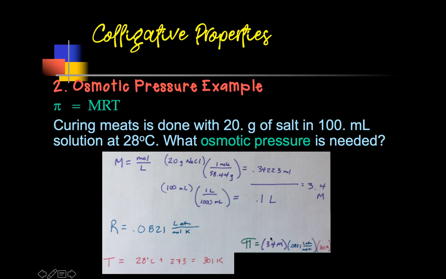So I know it's little, but take a look at this. Capital M is really moles over liter. So liters over moles cancel. K divided by K cancels. I'm left with ATM, which is the unit of pressure that I'm looking for.